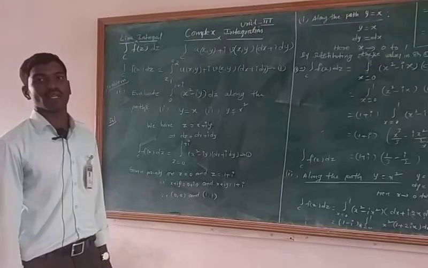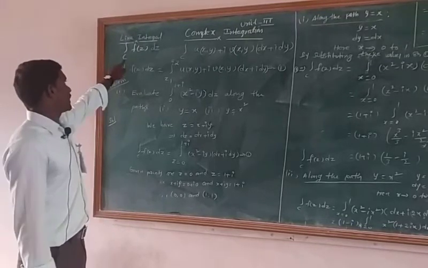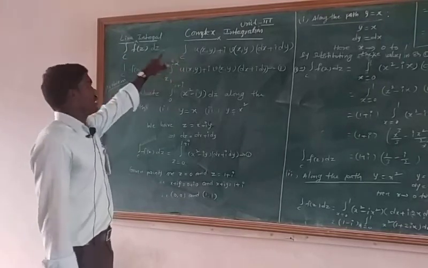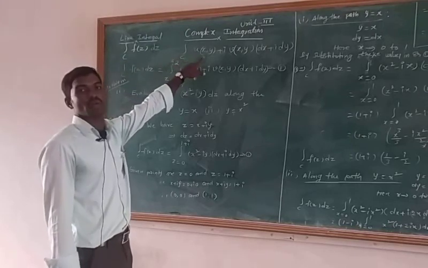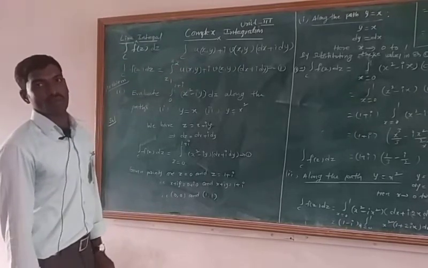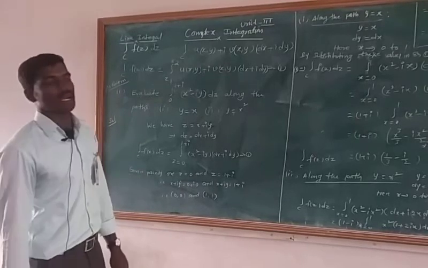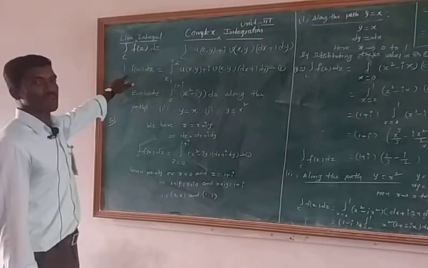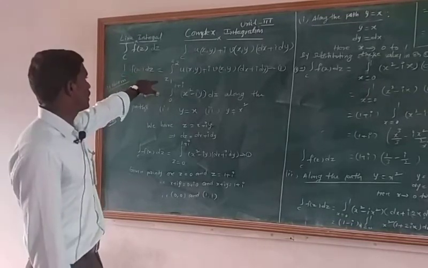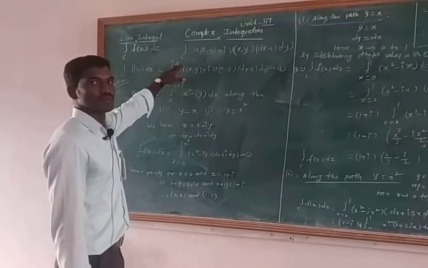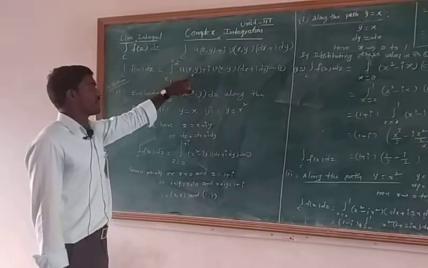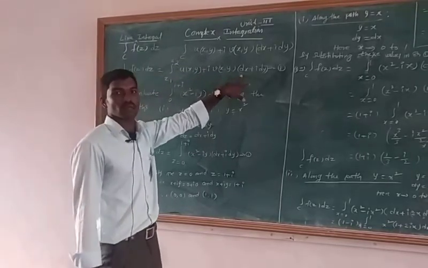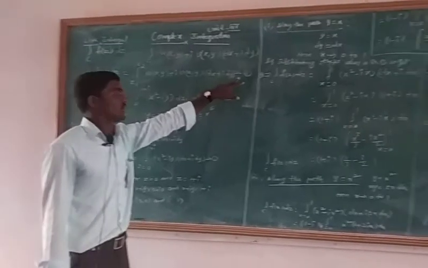along a curve C, defined as integral over C f of z dz. Here f of z is nothing but u of x comma y plus i into v of x comma y, and dz is nothing but dx plus i dy. Therefore, integral over C f of z dz equals integral from z1 to z2 of u of x comma y plus i into v of x comma y into dx plus i into dy, called equation 1.